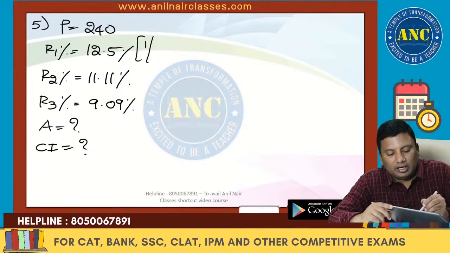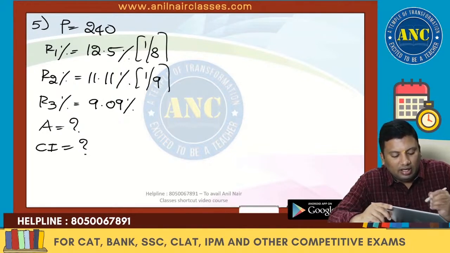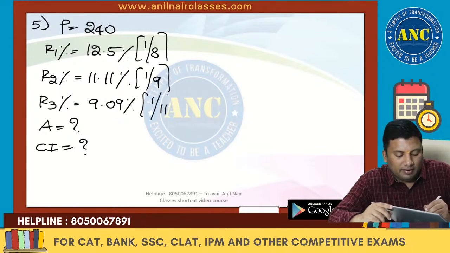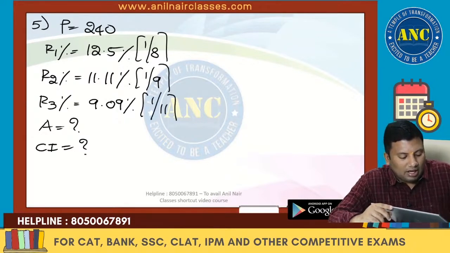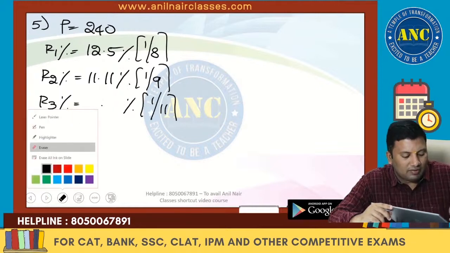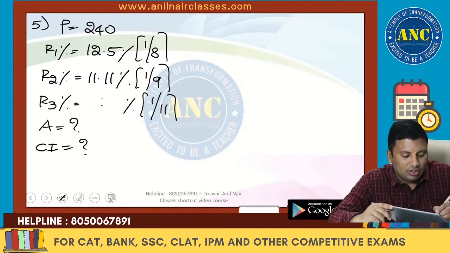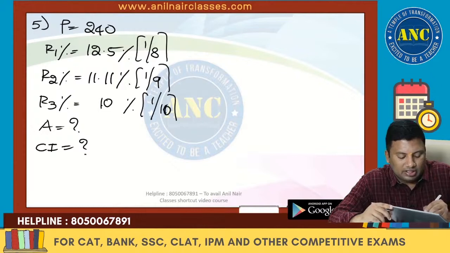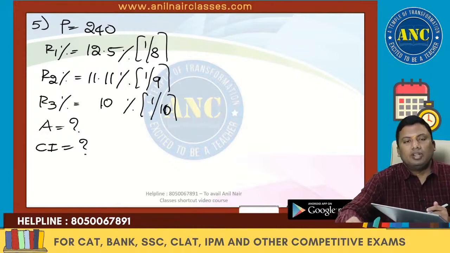These are nothing but 1 by 8. These are nothing but 1 by 9. These are nothing but 1 by 11. Or you take just, we will play initially with smaller values, then we will get into higher values. You take it as 10 percentage. These 1 by 10.